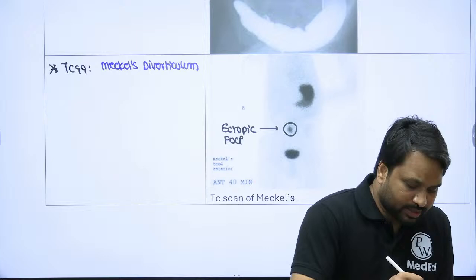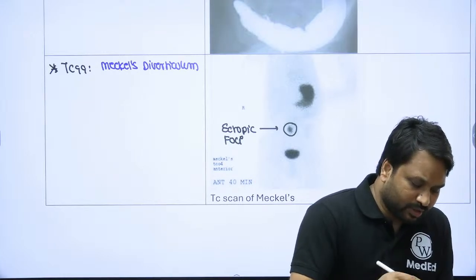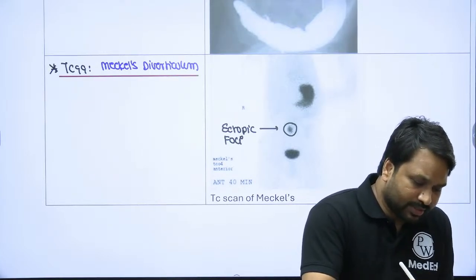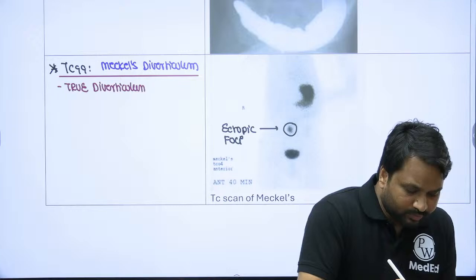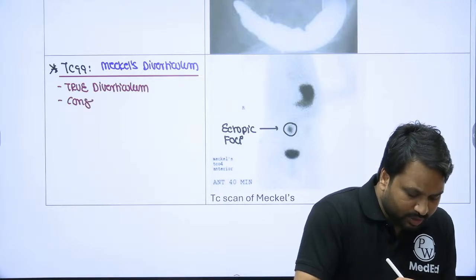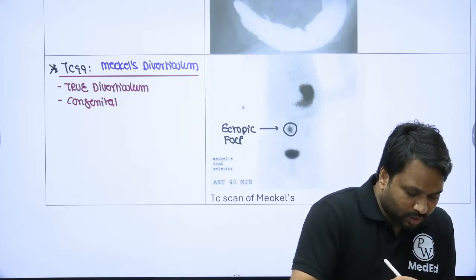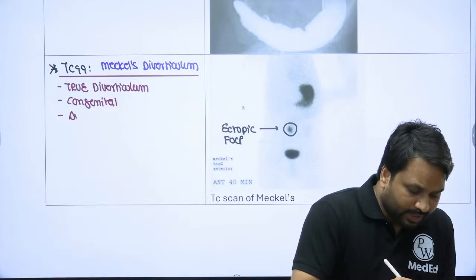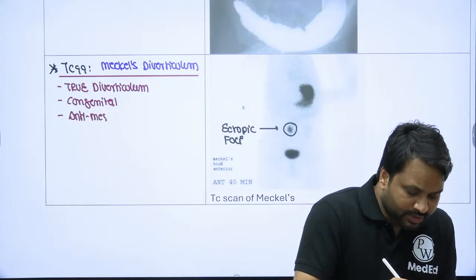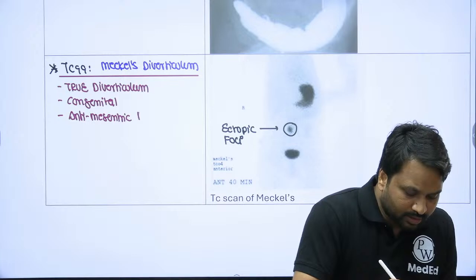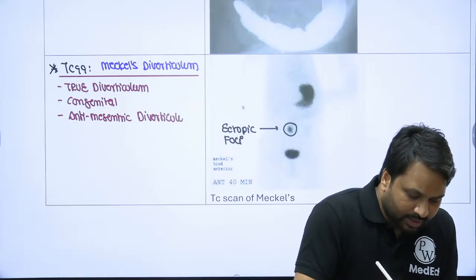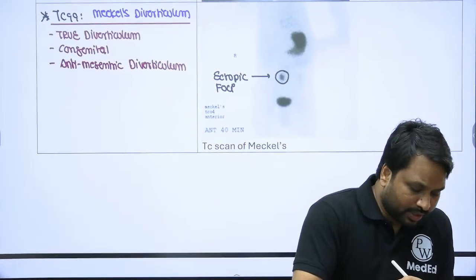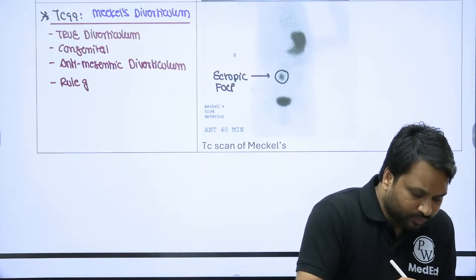Now, as it is usually asked, what type of diverticulum is it? Number one, it is an example of a true diverticulum. It's a congenital diverticulum. It arises on the antimesenteric surface. So it's an antimesenteric diverticulum, and it follows something called the rule of two.